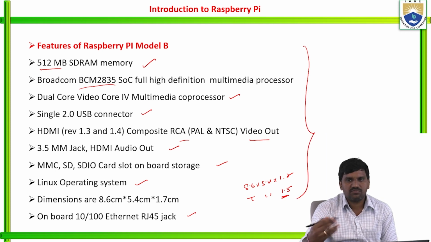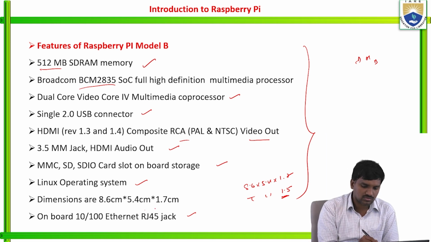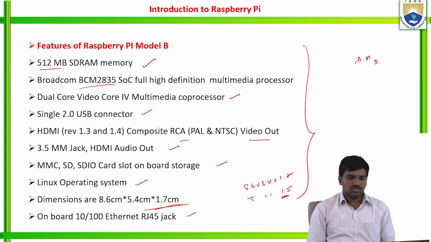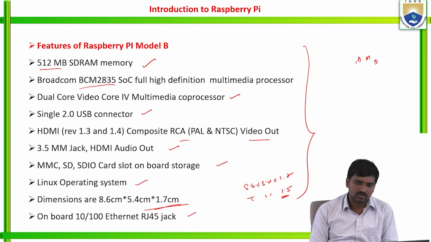The different versions are different. A plus, B plus, like that we have different versions. So these are some comparisons of Model A with Model B, and the features also differ in terms of SDRAM, Broadcom BCM2835, USB connector. In terms of dimensions also, there is some variation. They look very similar, but coming to the inner operation it may be different. So these are the two types of model, Raspberry Pi Model A and Model B.